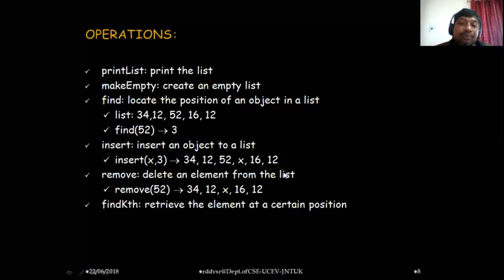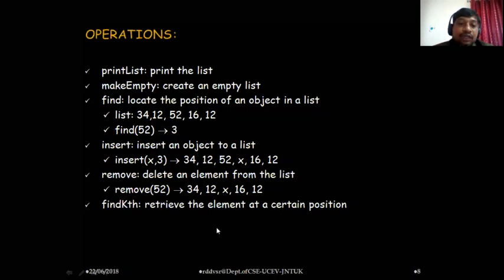Next, delete an element from the list. Suppose you give 52, it first has to call the find operation. The find operation will give you the position of 52. Then you have to delete that element. Once you remove that element, it is no longer present in the list. After deletion, you will have only 34, 12, 16 and 12. You can have duplicate elements in the list as long as they are placed in different locations. It is perfectly okay, it is legal.